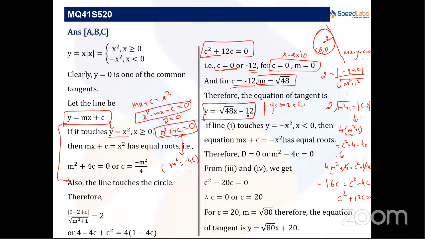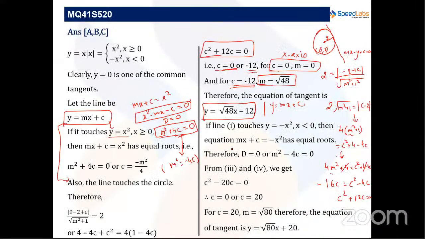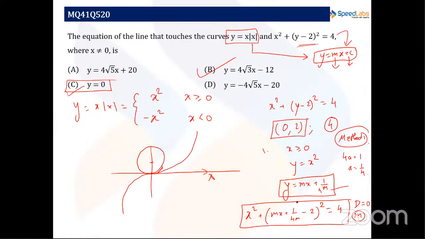Root 48 we can write as root of 12 into 4, so 2 comes out, then 2 more, it will be 4 root 3. So it will be our option B. Now, for y equals minus x square, we do a similar method. We have y equals mx plus c, and substituting this value, we again get m square equals 4c. Substituting this in the equation we got for the circle, we will get c equals 20. For c equals 20, we have m equals root 80. So our option is option A, y equals root 80 x plus 20. That will be y equals 4 root 5 x plus 20.